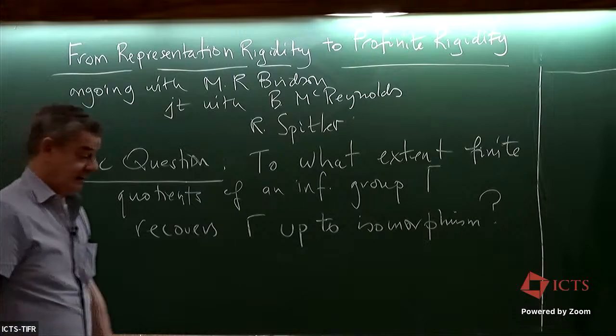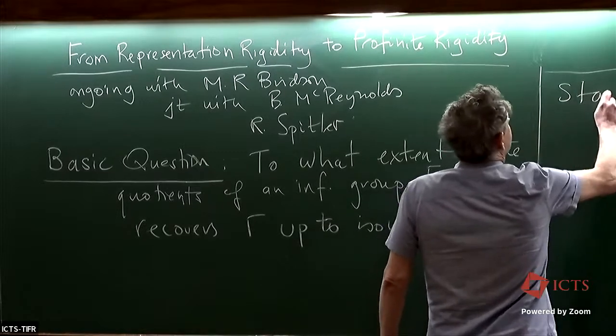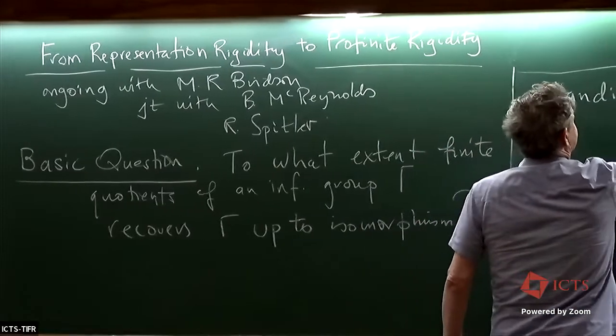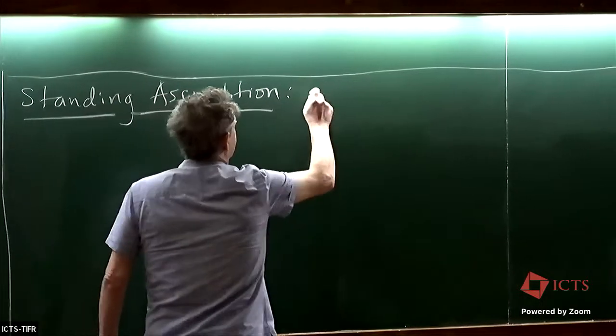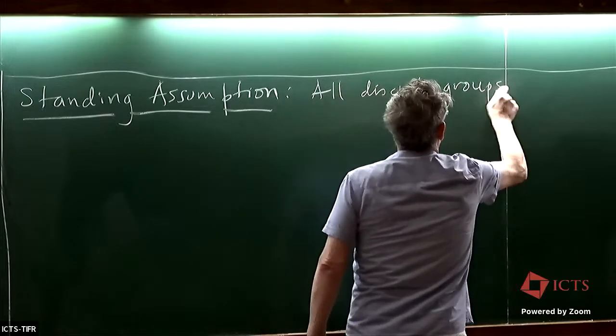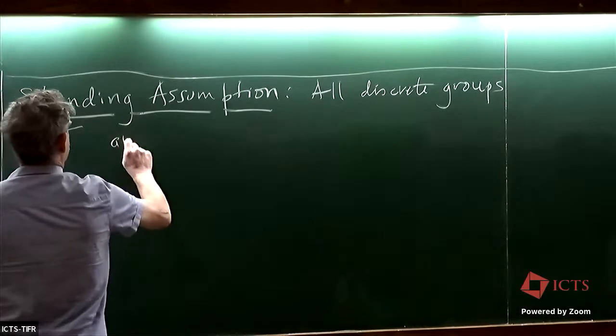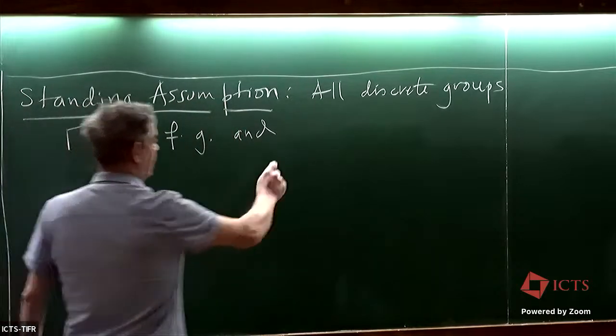It's a question you can talk to undergraduates about, and they'll object immediately. They're going to say, well, wait a moment, there are infinite groups with no finite quotients. And so we're going to pretend that such things don't exist. We're only going to work with groups that have a rich supply of finite quotients. So a standing assumption is that all discrete groups gamma are, first of all, finitely generated, and to ensure a rich supply of finite quotients, residually finite.